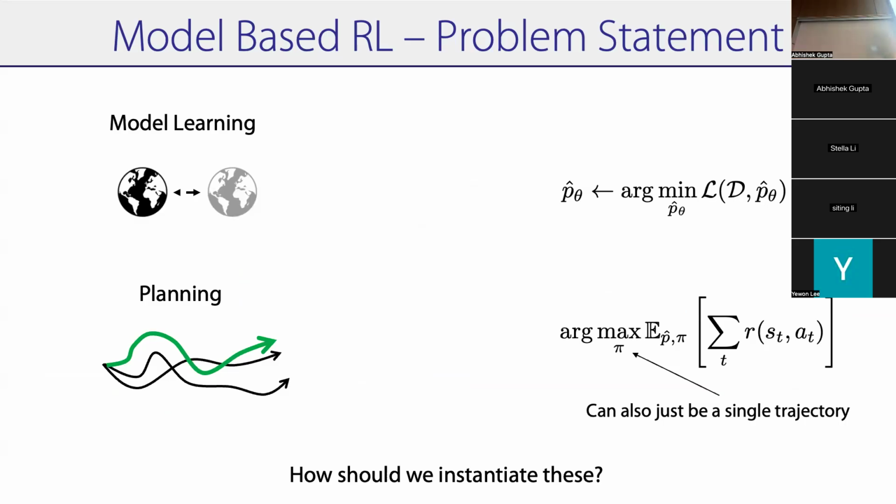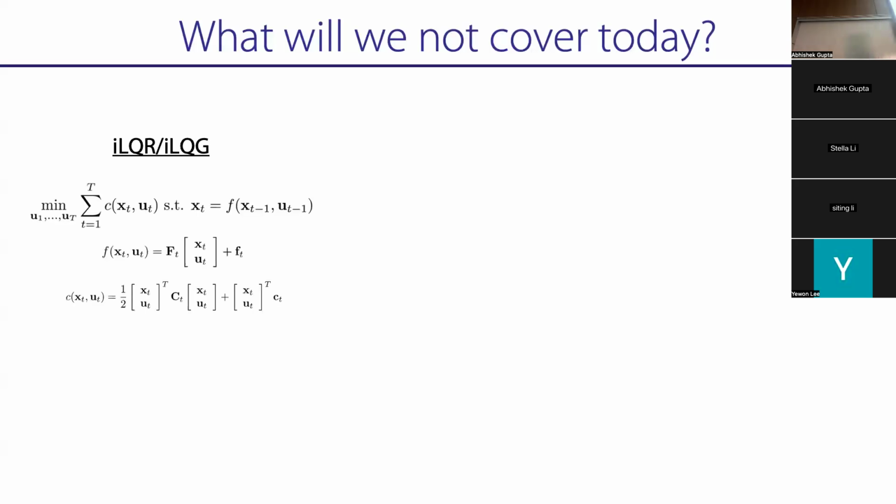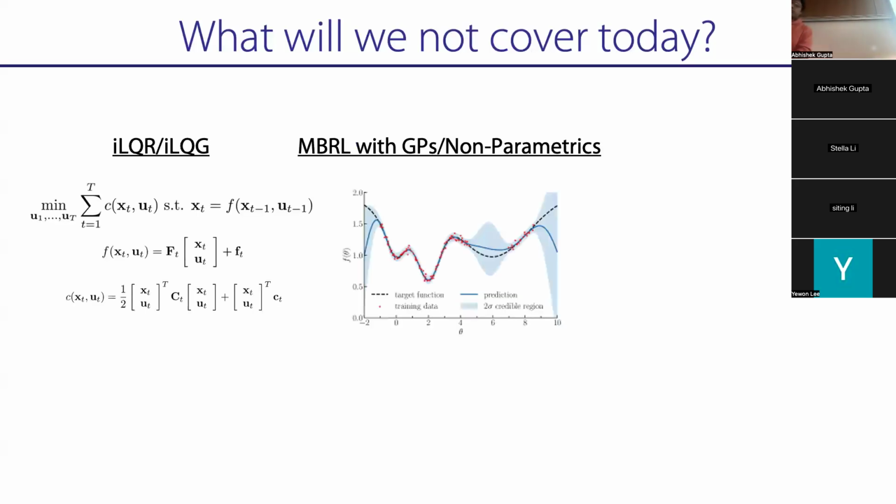And the question is, how should we instantiate it? I've left a lot of open questions. How do we solve that optimization? How do we instantiate the loss function? The question Kunal is asking is, why shouldn't we do this all the time? And that's what we try to cover. What we won't cover is we won't talk about iLQR or iLQG. Byron does a great job of covering that.